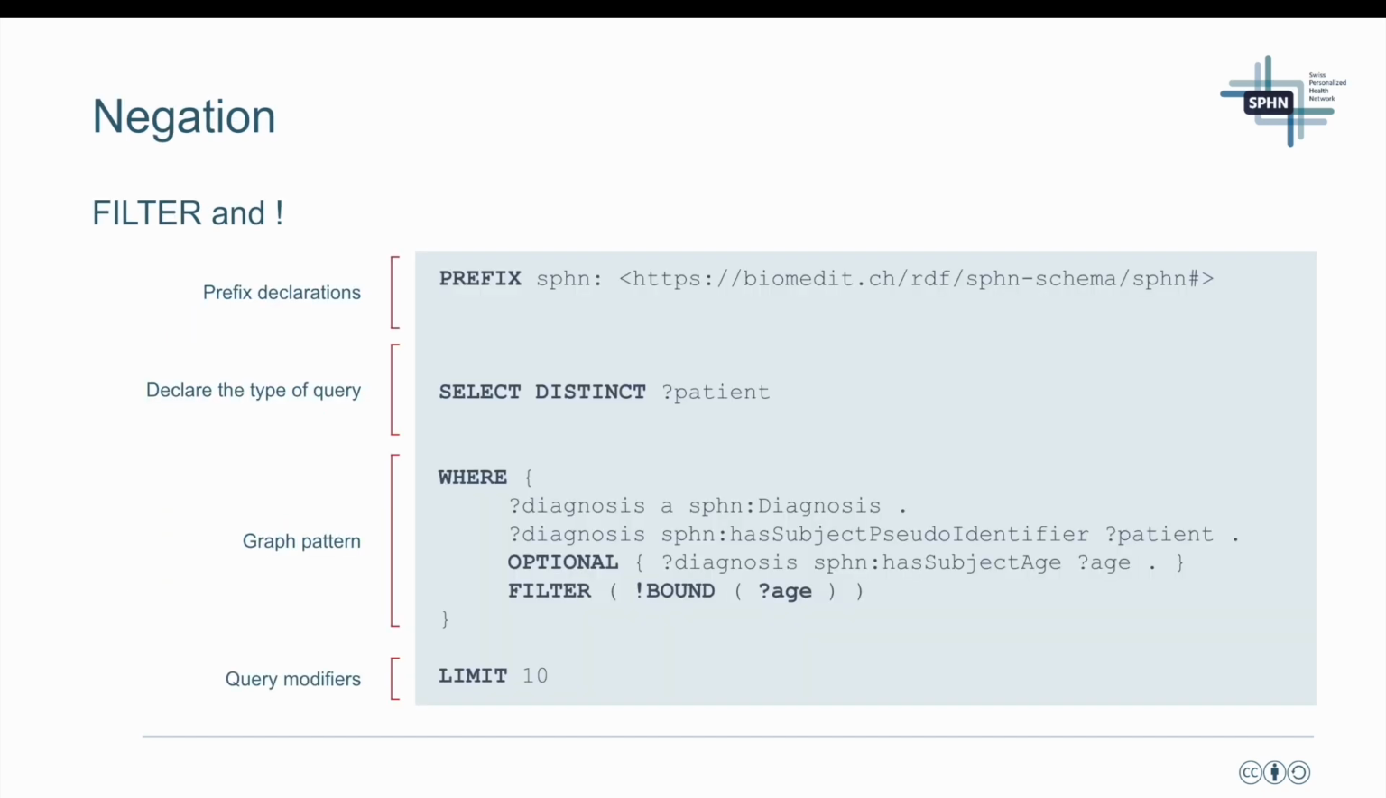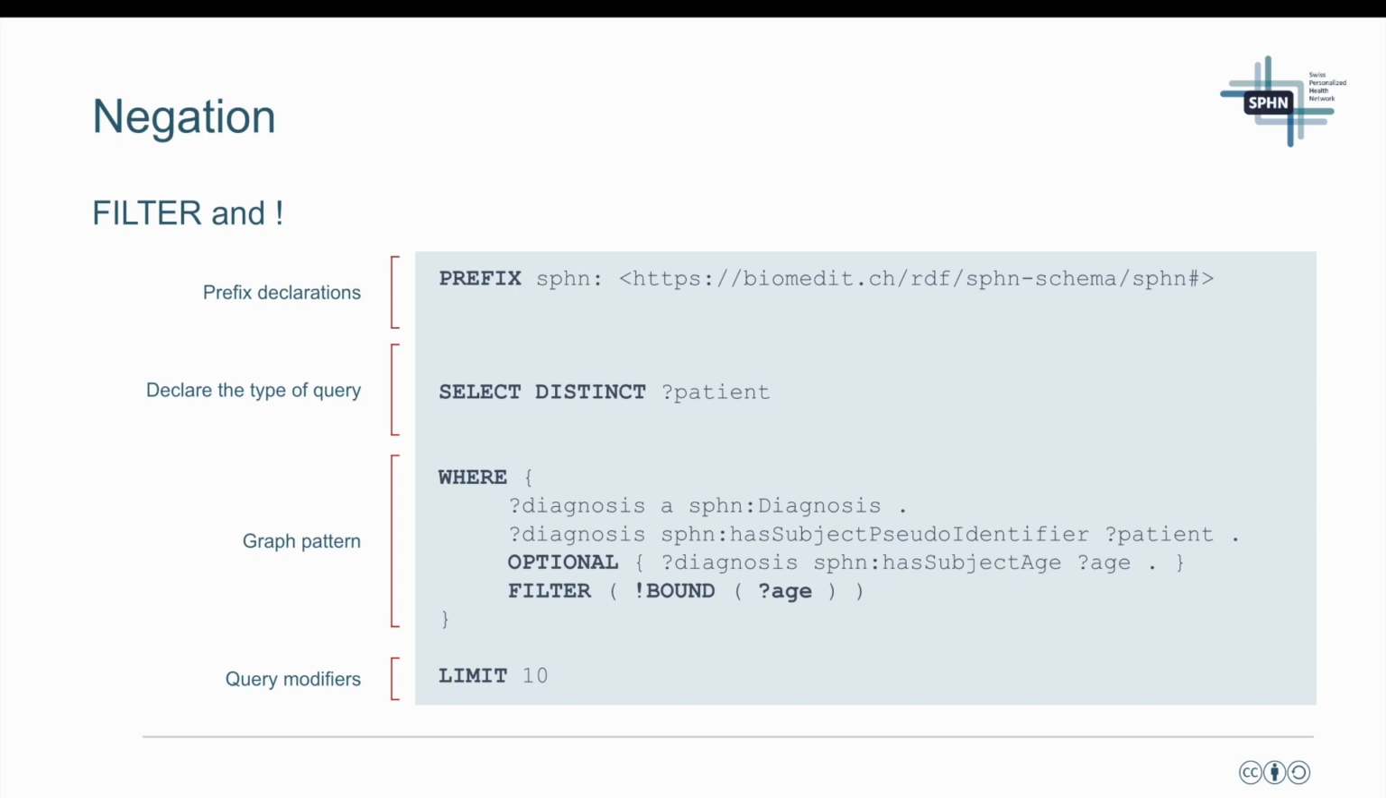SPARQL provides the ability to filter certain triples from your query. The keyword that you would use is the filter keyword. Now let's take a look at an example query. This query has four parts: the prefix declaration, the type of query, the graph pattern of the query, and then finally the query modifiers. Most of the SPARQL queries we see in this session will follow this structure.